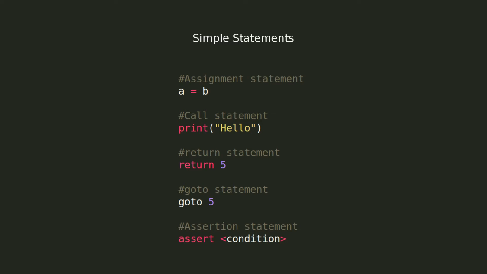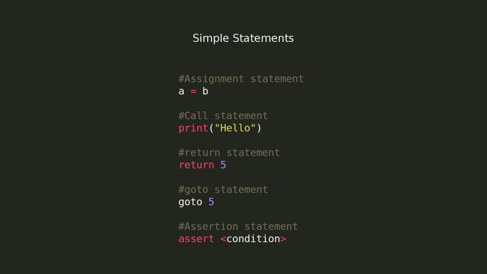Goto statements, we won't be dealing with these in Python, but it transfers control of the program from one line of code to another. In general, people look down on goto statements as they are not good for structure. In other words, please do not use these ever. Assertion statements are special, as they are used for testing to make sure a program is working as it should.